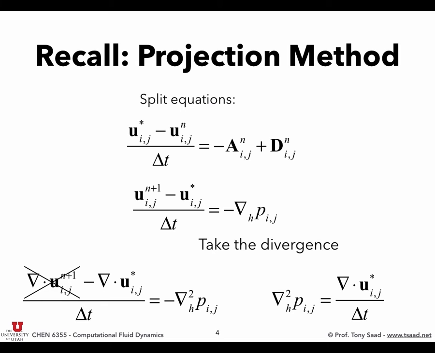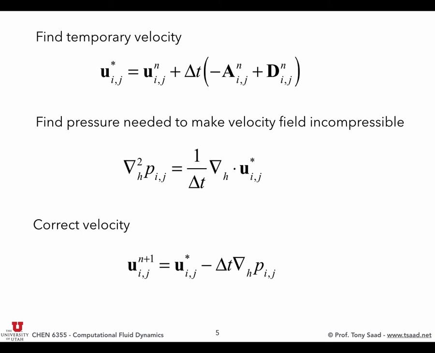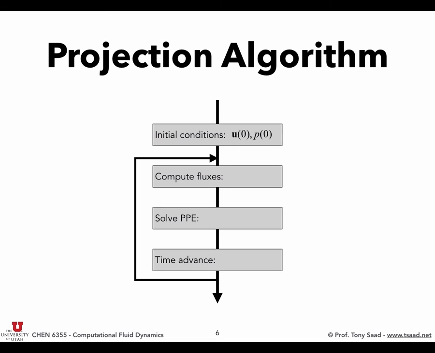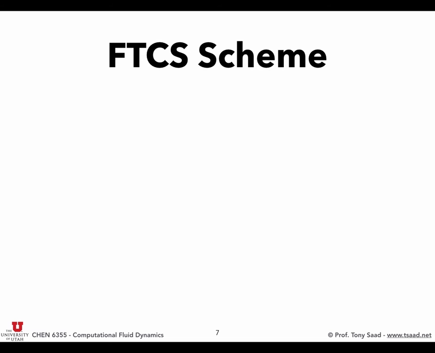Okay? This is essentially the algorithm. You first find the temporary provisional velocity. Next, you solve for the pressure. And finally, you correct the velocity. In the algorithm, you set initial conditions, u0 and the initial pressure. You compute the fluxes, advective and diffusive fluxes. Then you solve the pressure Poisson equation. You can either put in u star and then take div u star over delta t, or you can expand the whole thing. It's a matter of convenience. And then finally, you do the time advance. So that's the FTCS scheme.